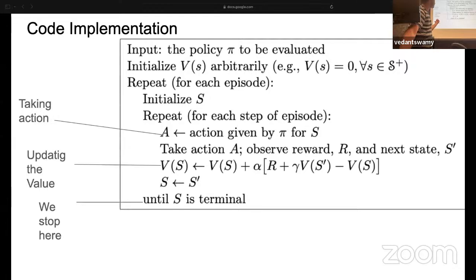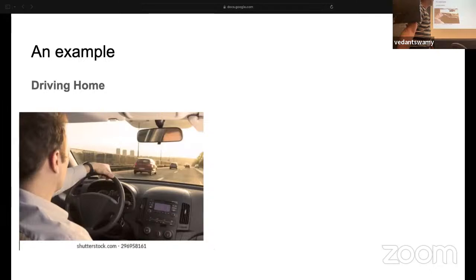We can skip this. This is the code implementation for temporal difference learning. So we take an action, update the value, go to the next stage, and we repeat this until we hit the final stage. We can skip this.